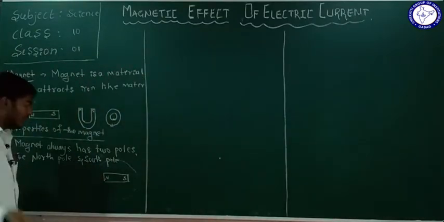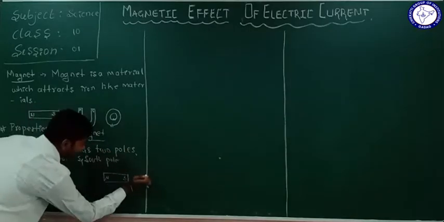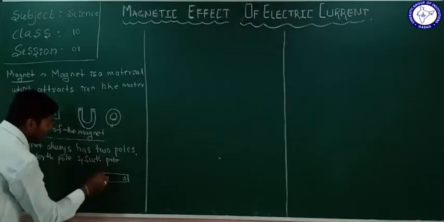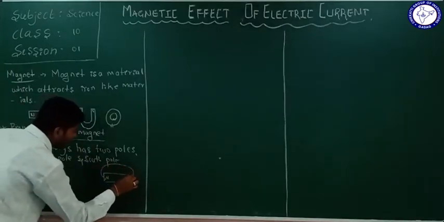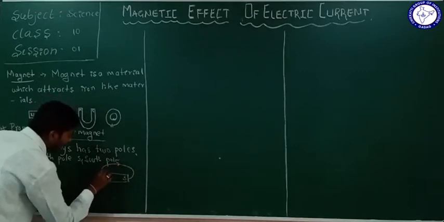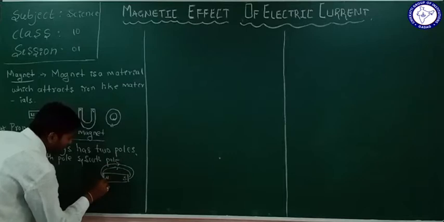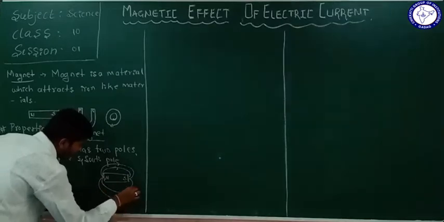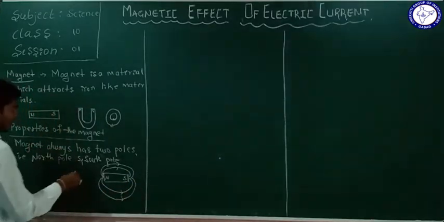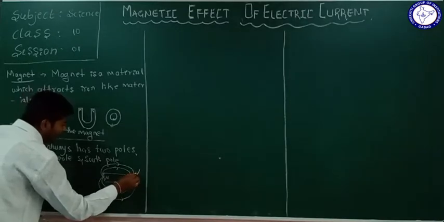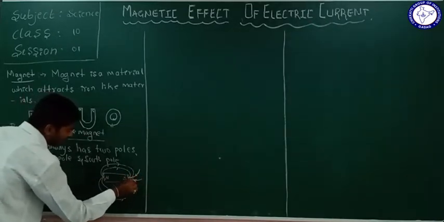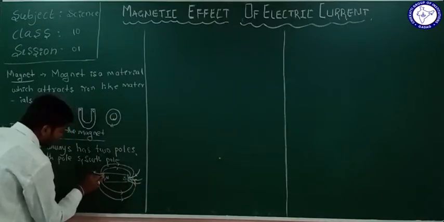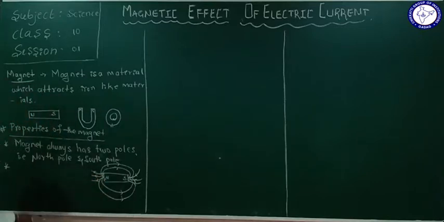But how are they present? The magnetic field lines around a bar magnet, outside the magnet, start at the north end and end at the south end. And inside the magnet, the magnetic field lines start at the south end and end at the north end. This is one property here.